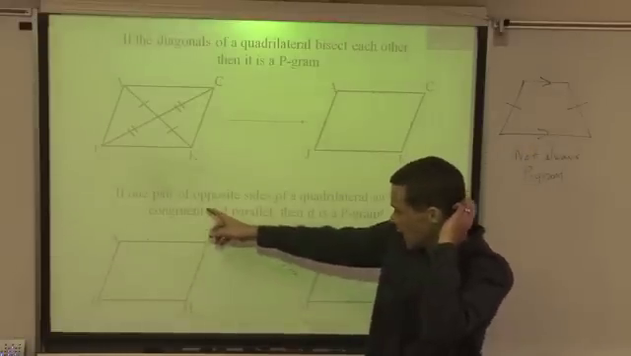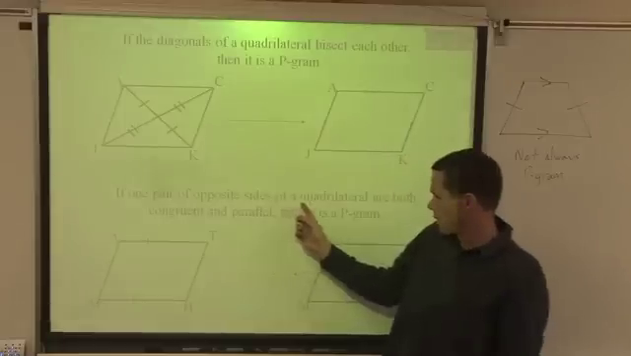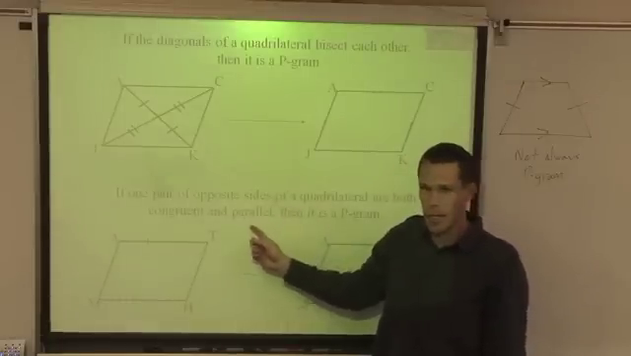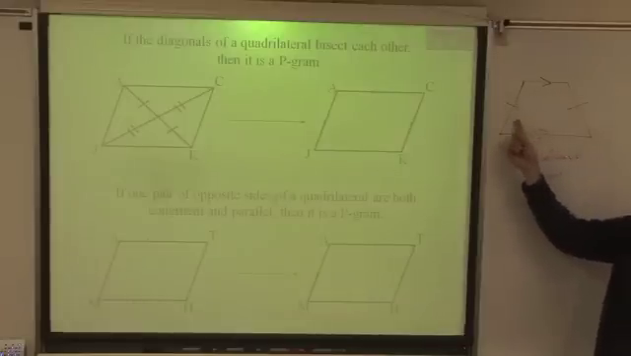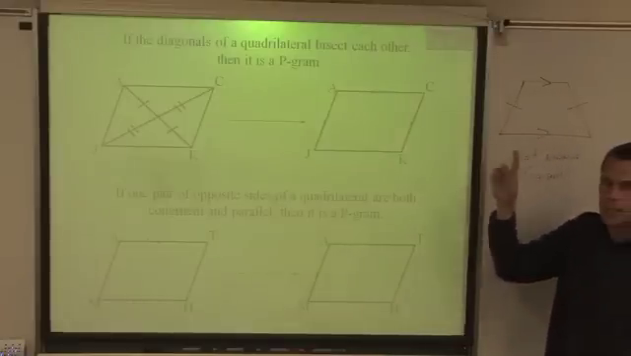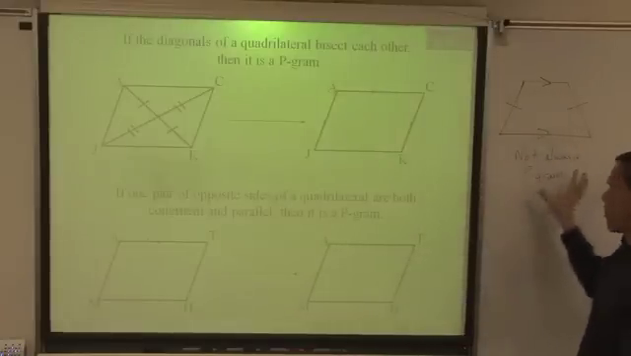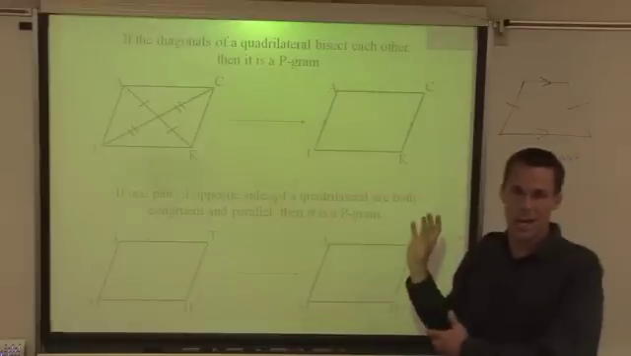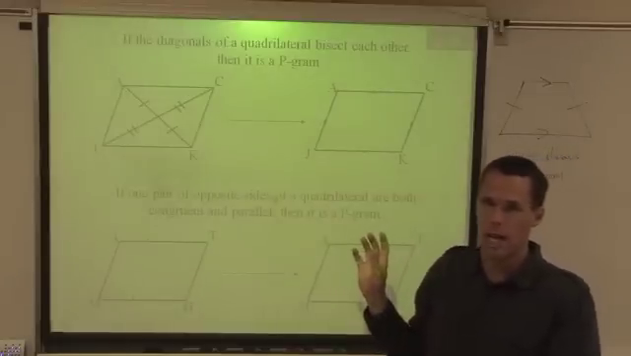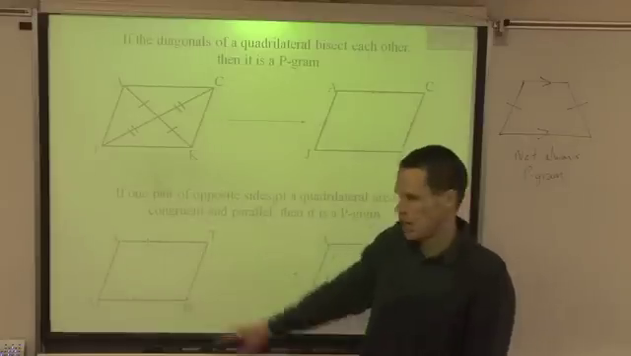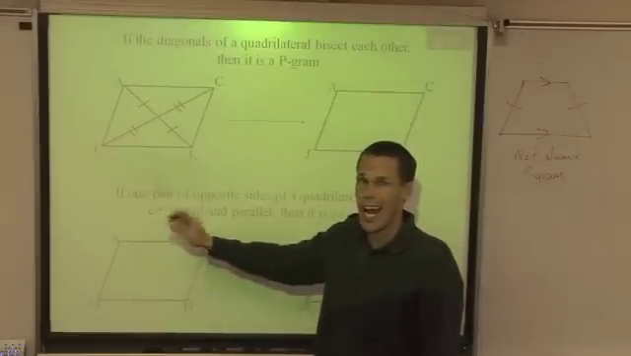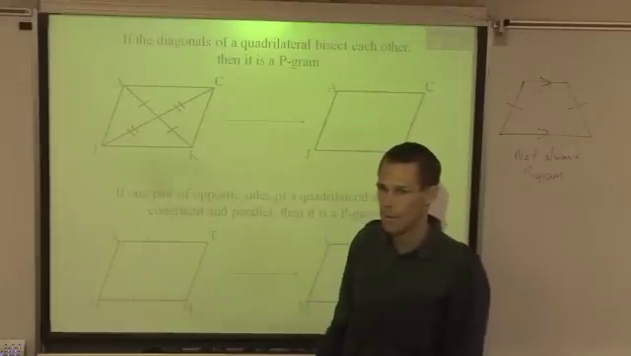Make sure you understand it's one pair is congruent and parallel. Not this. This is one pair parallel and one pair congruent. That does not prove a parallelogram. That is sometimes a parallelogram, sometimes an isosceles trapezoid. This is a guaranteed parallelogram. One pair parallel and congruent at the same time.